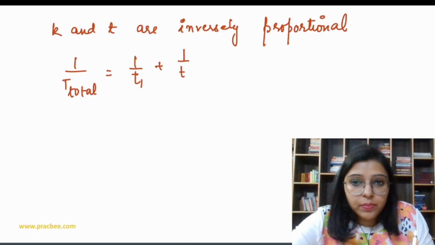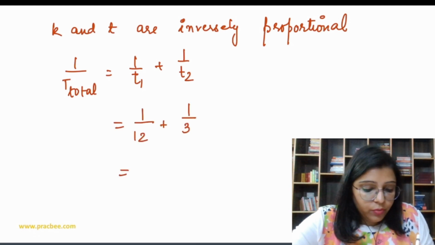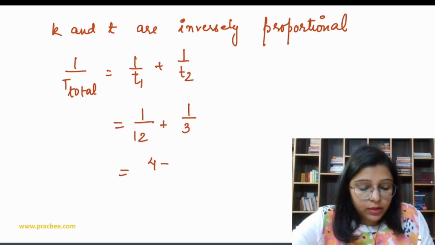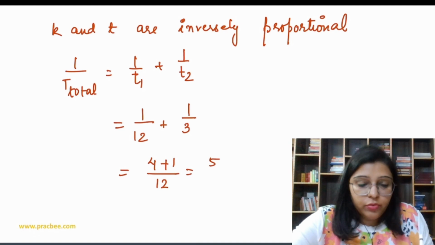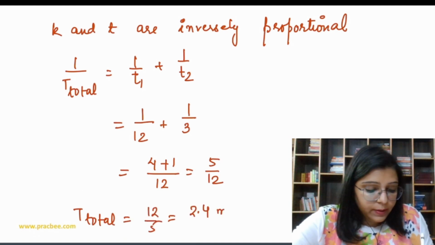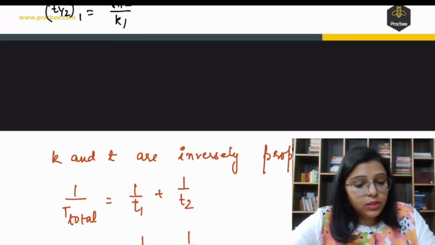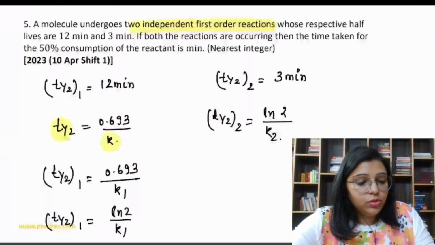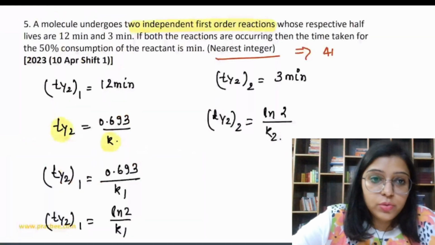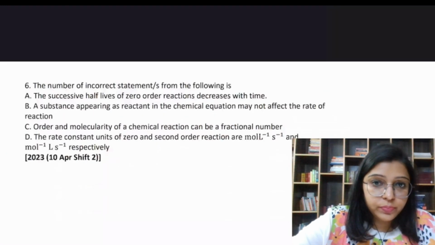ठीक है, so 1 by T1 is 1 by 12 and then 1 by 3. So on solving this, we get 4 plus 1 upon 12, which is equal to 5 by 12. So T total is equal to 12 upon 5, which is equal to 2.4 minute. So if I want to report this in nearest integer, I am going to write 2 as the answer. Is it clear? Okay. Now let's do the next question.